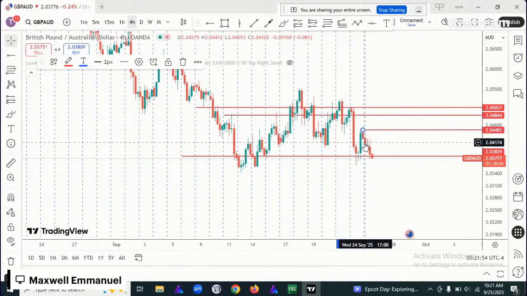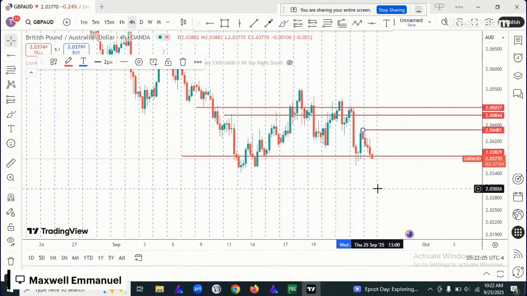I know a lot of retail traders that have expected to sell this morning after the formation of this candle, and their stop losses will be residing at this high. So I'd love to see them sweep this liquidity, sweep this high, before going bearish.